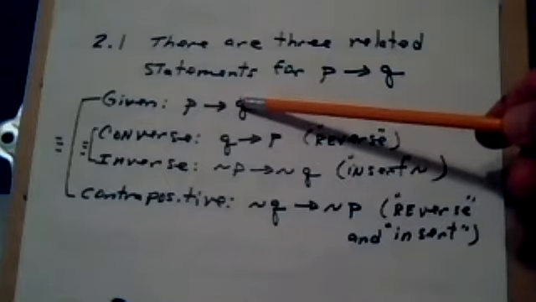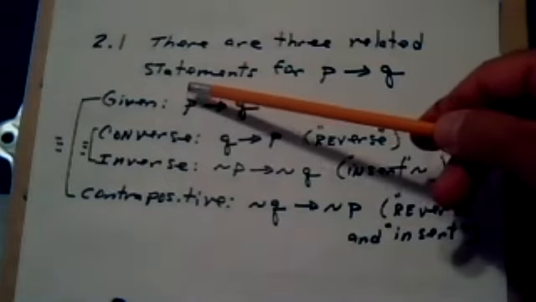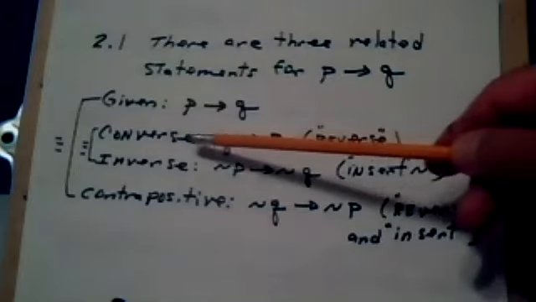There are three related statements for P implies Q, or if P, then Q. So this is the given. We start off with the given. The converse, what you do is you reverse. The Q takes the place of the P, and the P takes the place of the Q. You could remember the converse by thinking reverse.